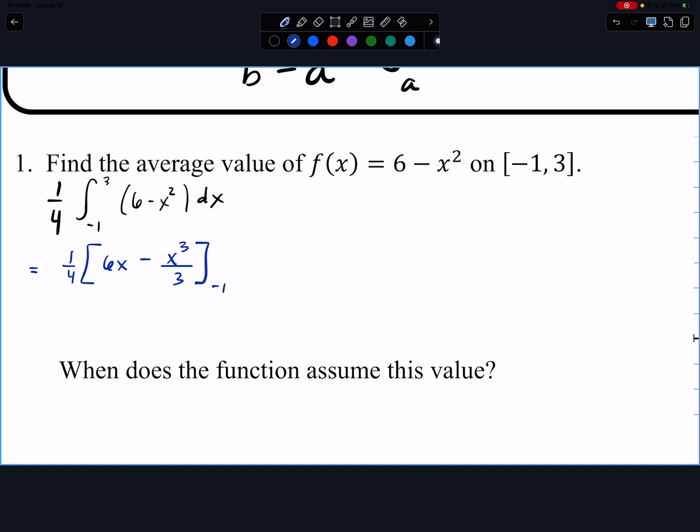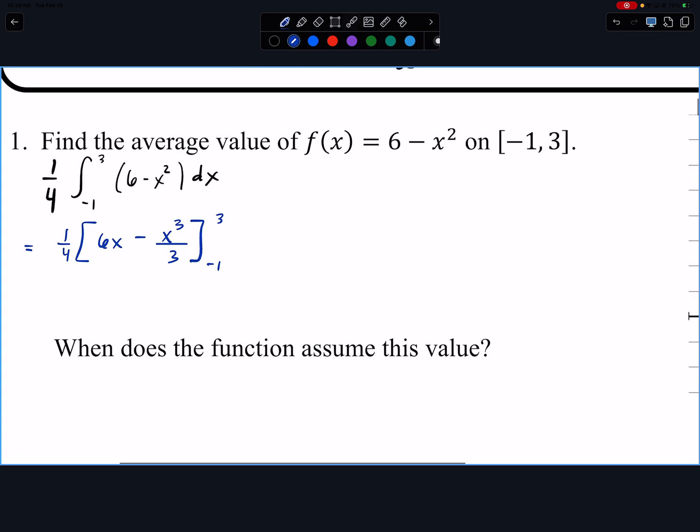From -1 to 3. Now, you guys will have questions on Thursday where you guys are doing this by hand. So as much as possible, try to practice doing this by hand. So plug in B first, subtract, plug in A.